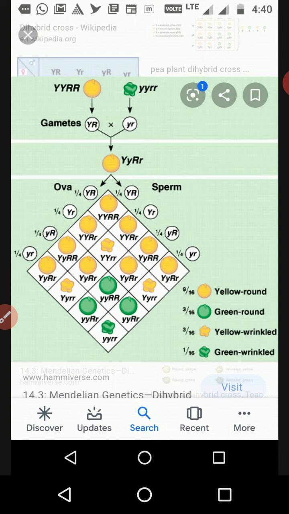Now we can take those four different characters in male, and four different characters in female. Here it is written ova and sperm. In place of ova, it is called egg cell. Ova is the egg cell of the plant, and sperm means pollen grain. Clear? Sperm means pollen grain.